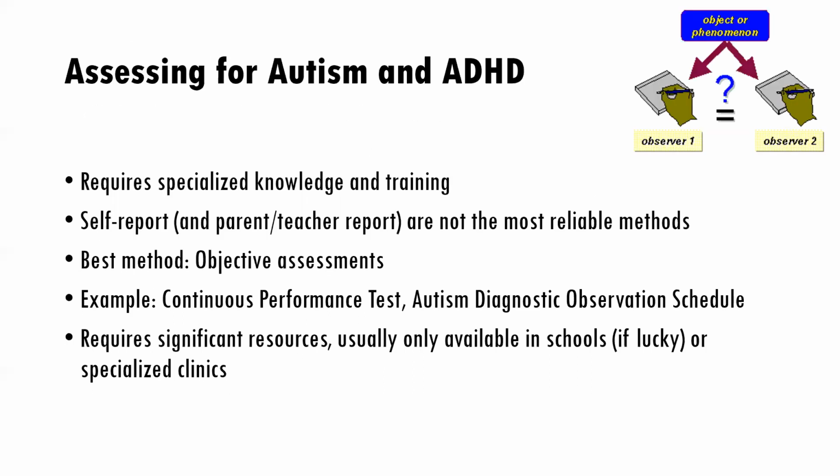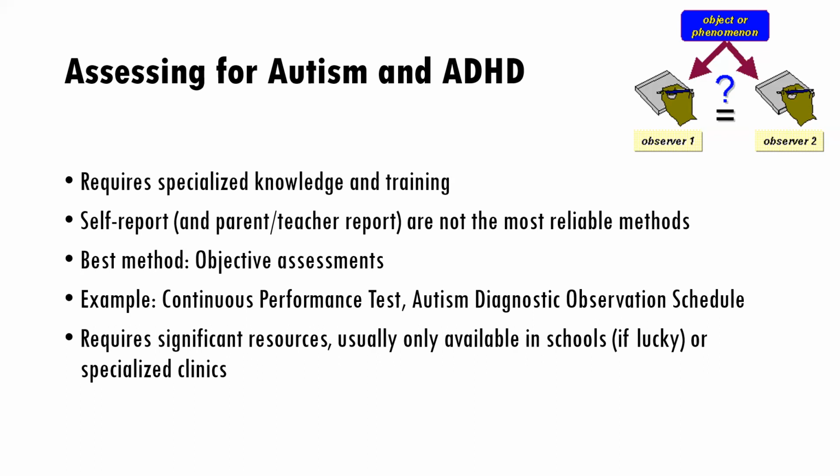How do you assess for autism and ADHD, you might wonder? Well, to do so, it requires specialized knowledge and training. In my opinion, self-report are not the most reliable methods here, because when that happens, you're usually relying on parent and teacher report. Okay. The best method is objective assessments.